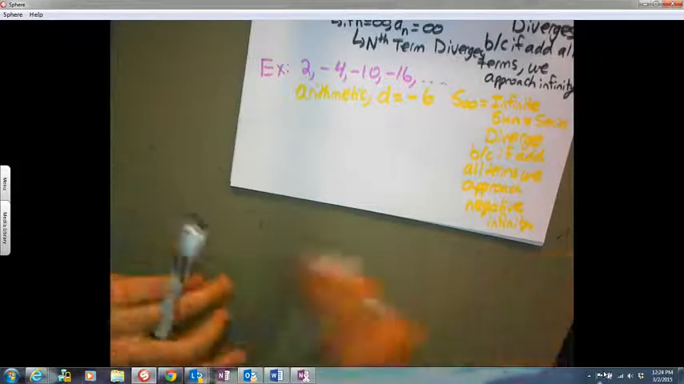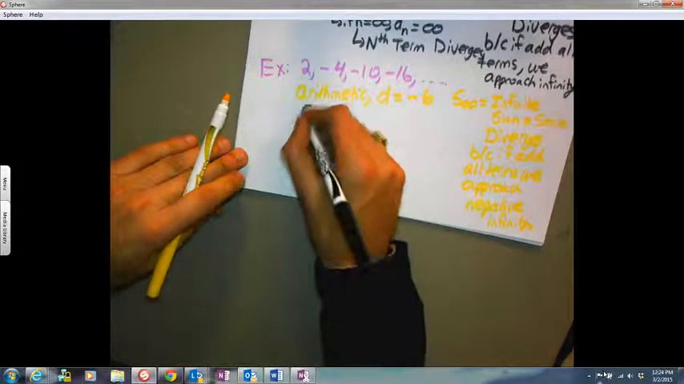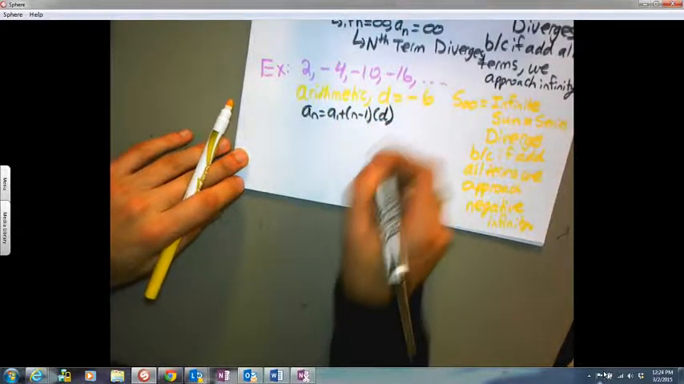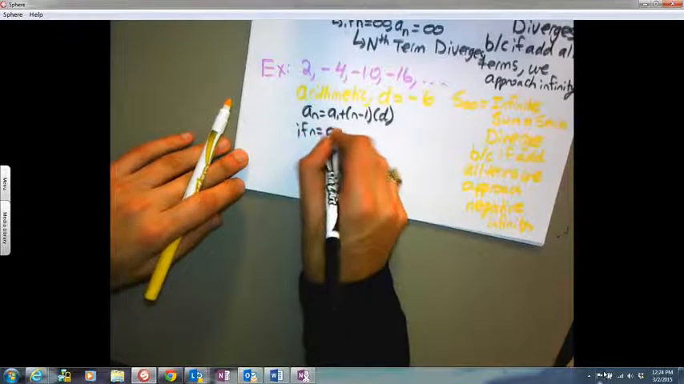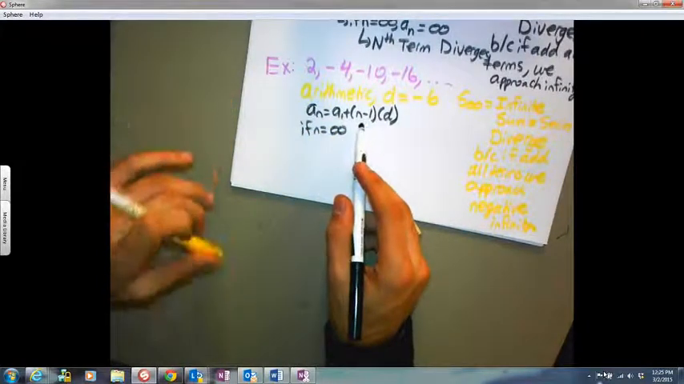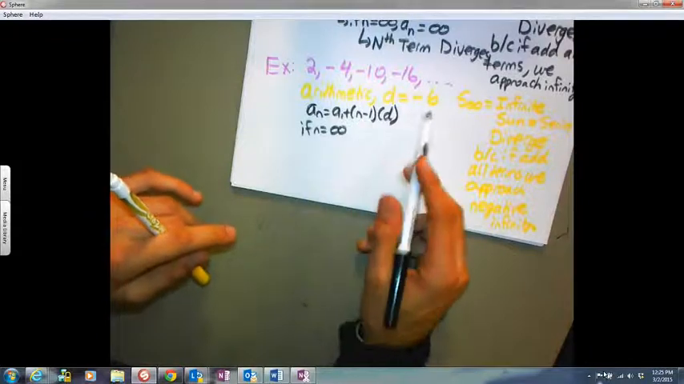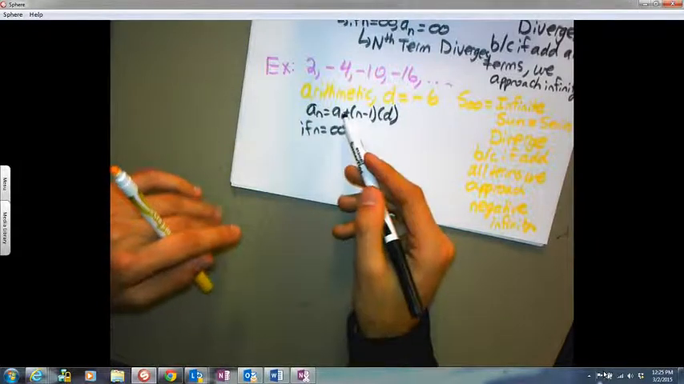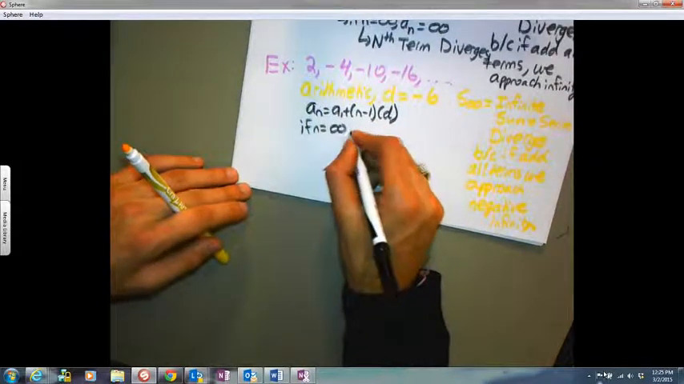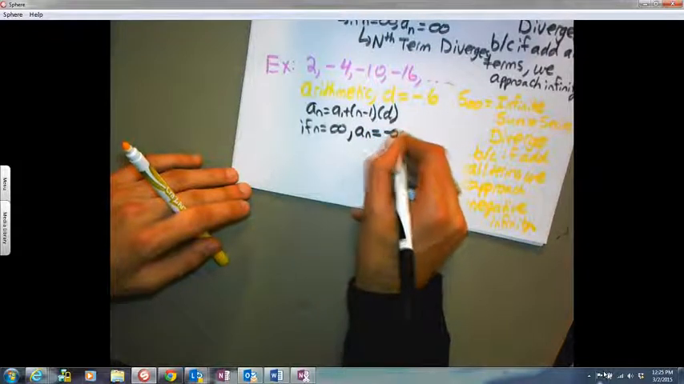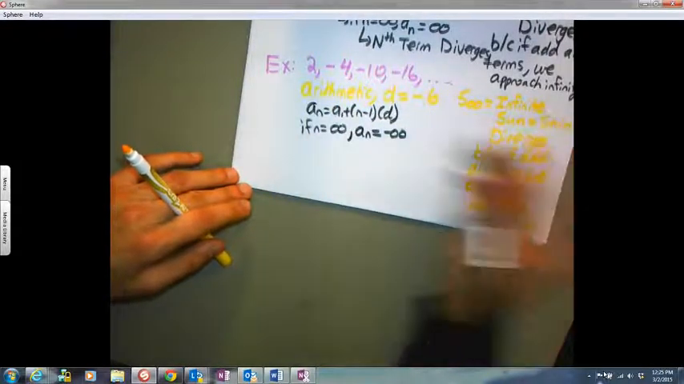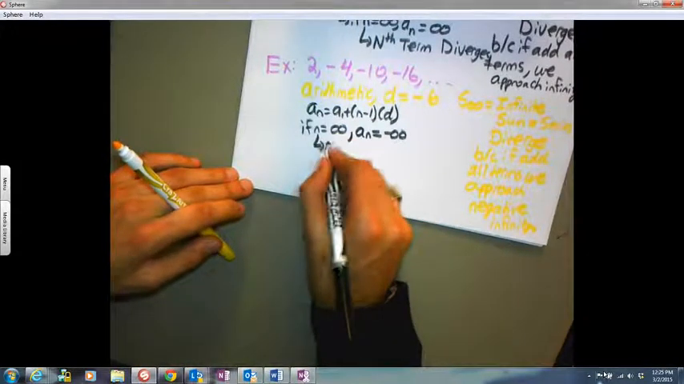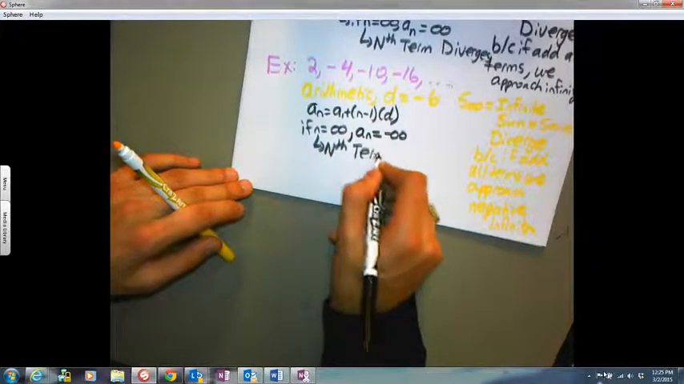Again, I could do the same analysis I did here. A sub n equals a1 plus n minus 1 times d. If n is infinity, infinity minus 1 is still infinity. Infinity times the common difference, negative 6, is negative infinity. Negative infinity plus 2 is negative infinity. So all we're saying is if we keep creating new terms, at some point the new term will be like negative infinity. So in math we would say the nth term diverges.